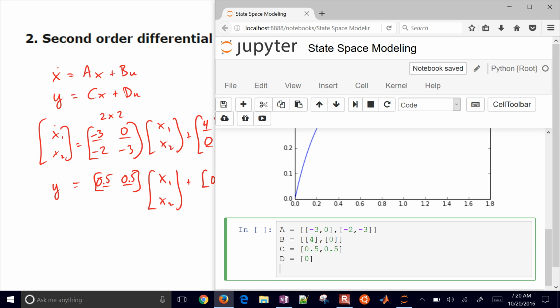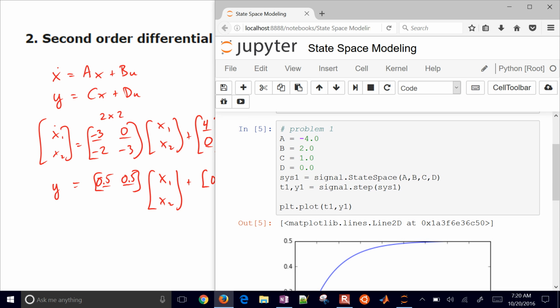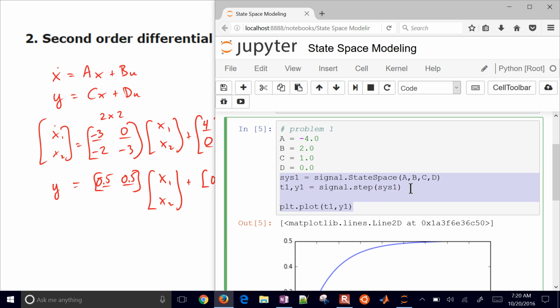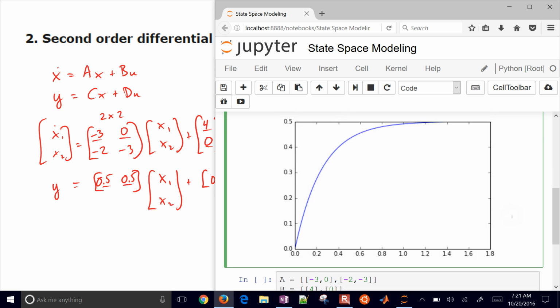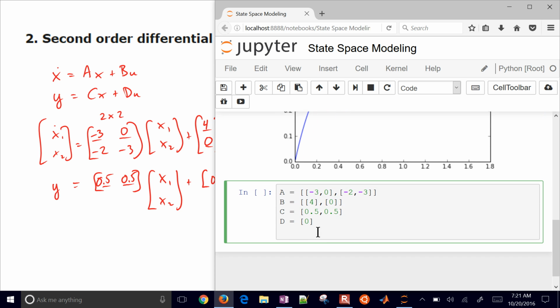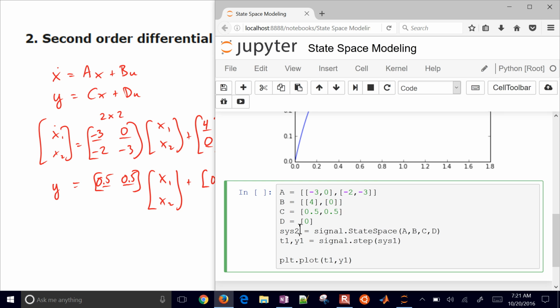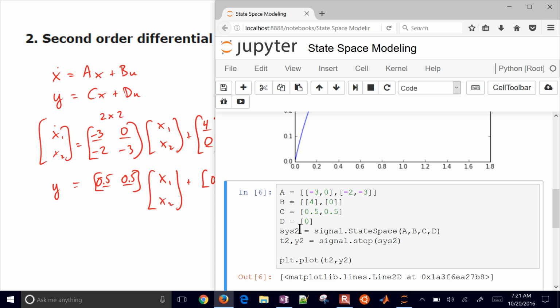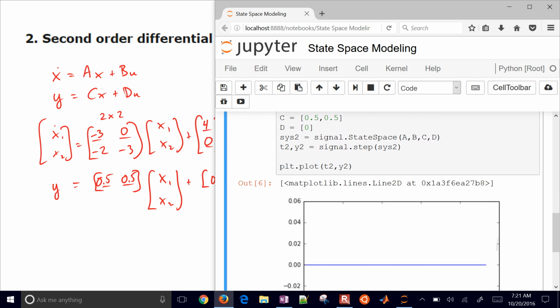So let's go ahead and put this into state space form again. I'll copy these 3 and just change it to the next one, which will be sys2, t2, y2, and let me change that to system2 here. Okay, so let's go ahead and compute this.